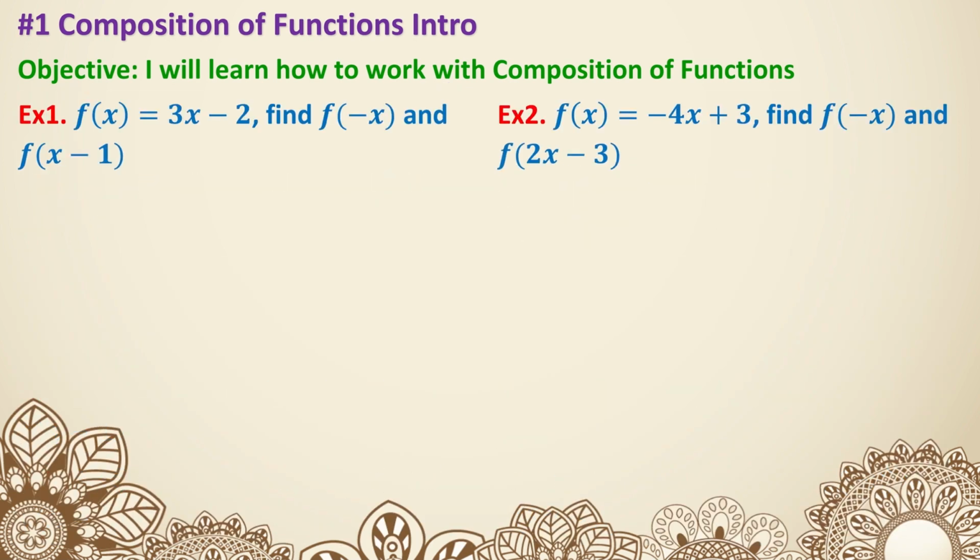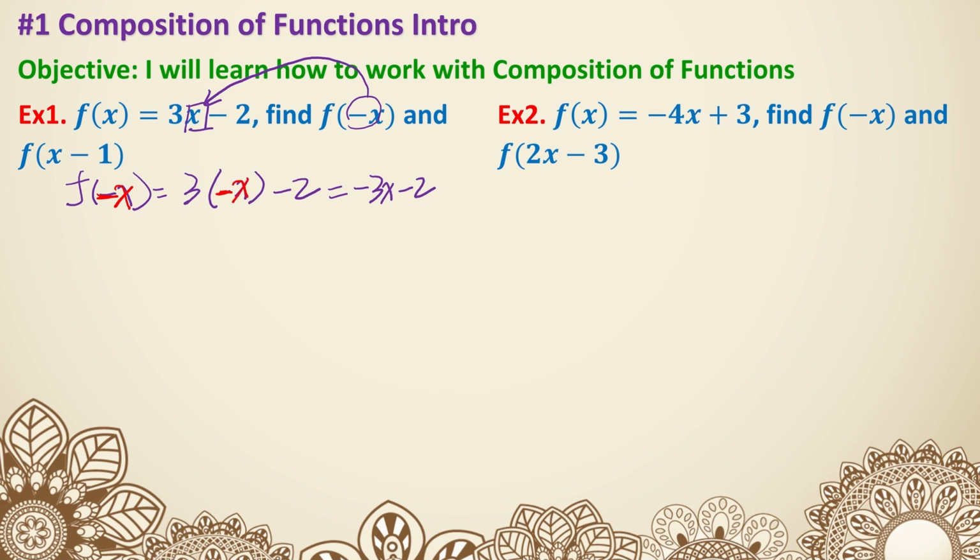Example 1. As you can see, now instead of x being inside the parentheses, it is negative x. That means wherever you see x, you're going to be replacing it with negative x. So f of negative x is going to be 3 times negative x minus 2. That would be simplified to negative 3x minus 2. Again, because this is negative x inside the parentheses, we are replacing x with negative x.